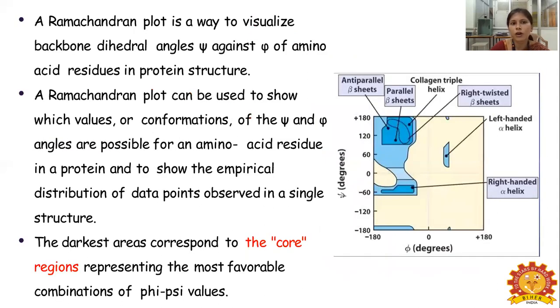The Ramachandran plot is a way to visualize the backbone dihedral angles, phi against psi, of amino acid residues in the protein structure. A Ramachandran plot can be used to show which values or conformations of the phi and psi angles are possible for an amino acid residue in a protein, and to show the empirical distribution of the data points observed in a single structure. Each region designates a particular conformation of the protein. The darkest areas correspond to the core region, representing the most favorable combination of phi and psi values.